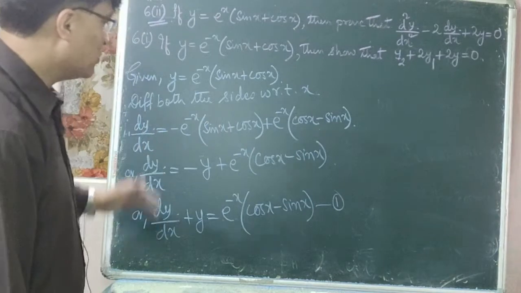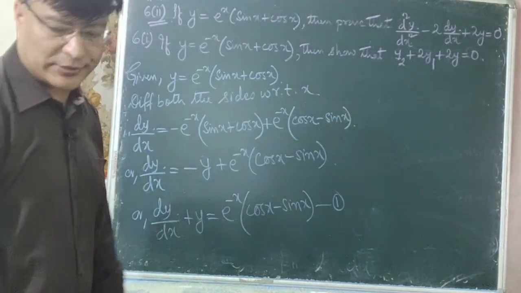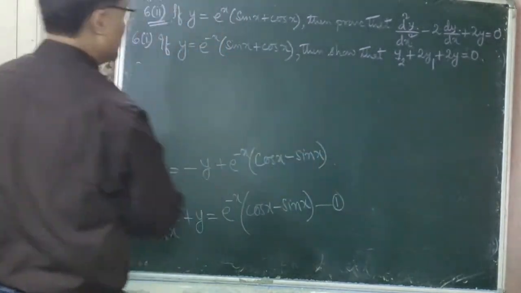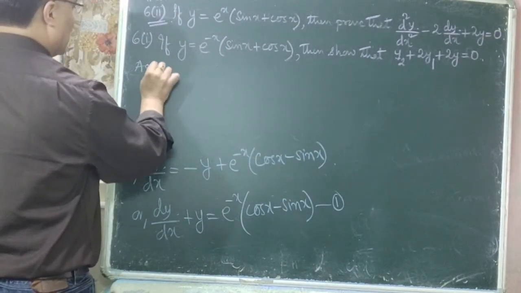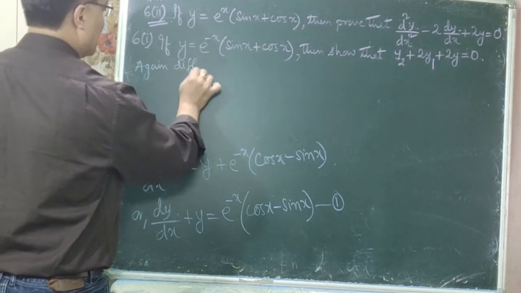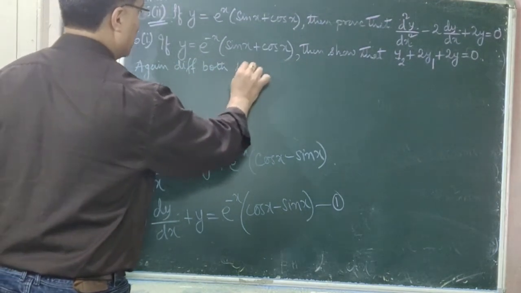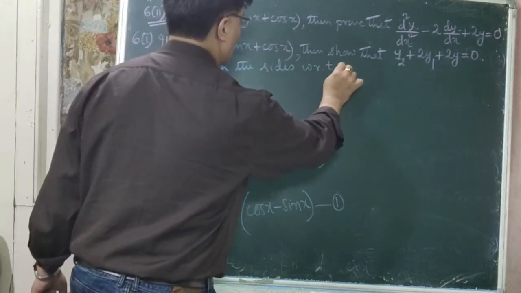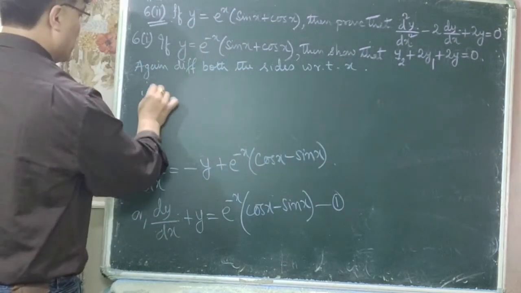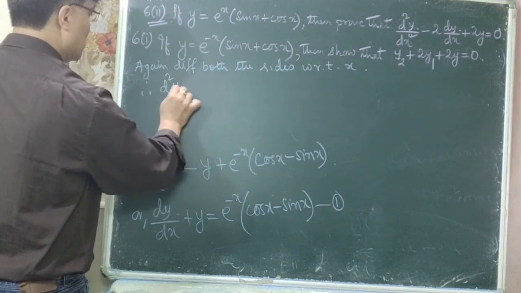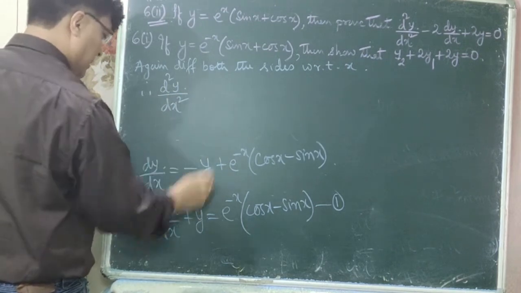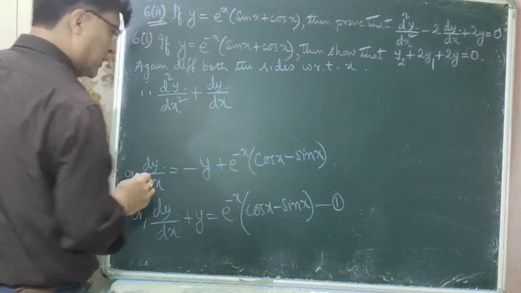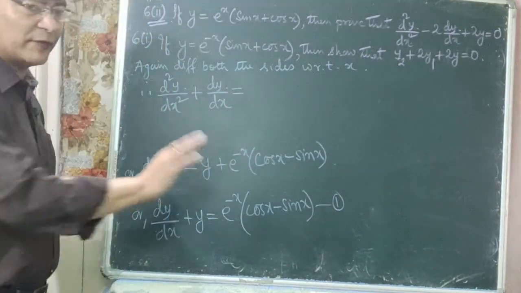Okay, so again you have to differentiate both the sides with respect to x. So now let us write here, again differentiating both the sides with respect to x. So it becomes now d2y by dx square plus, what is the differentiation of y with respect to x? It is dy by dx is equal to, now you have to differentiate right hand side.